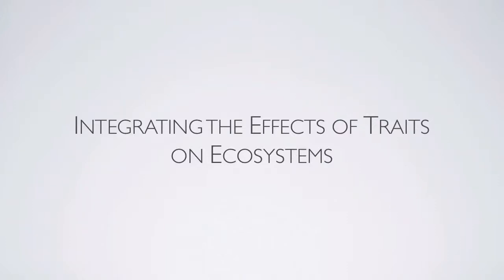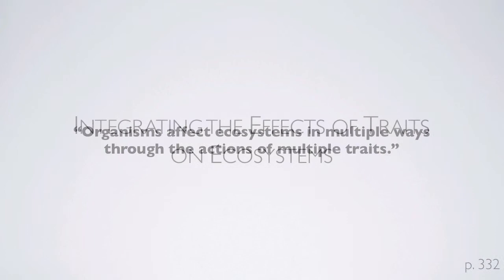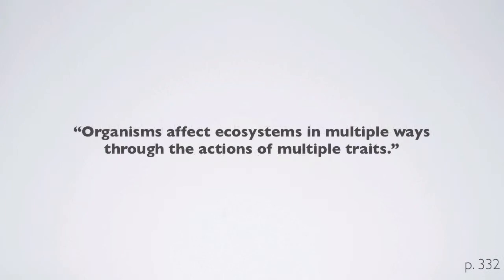Having covered some of the effects of species on different types of ecosystem processes, and then what happens when those species come together in a community, and the role of functional diversity in ecosystem properties, in the end, we need to integrate the effects of traits on ecosystems. There's a lot of different examples in the books about how species interact and how they can be integrated into thinking about their effects on ecosystem properties.